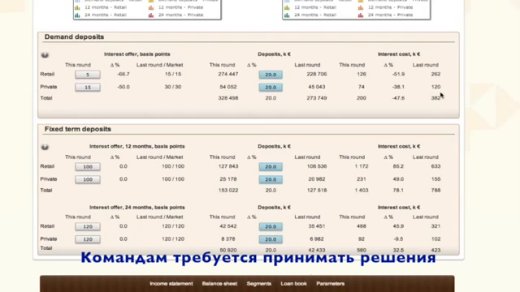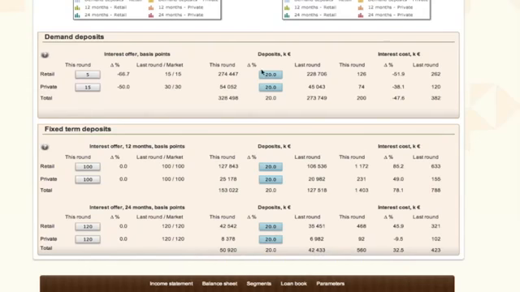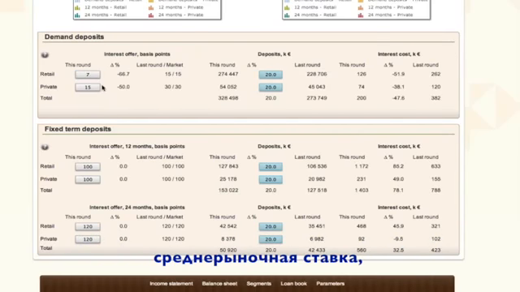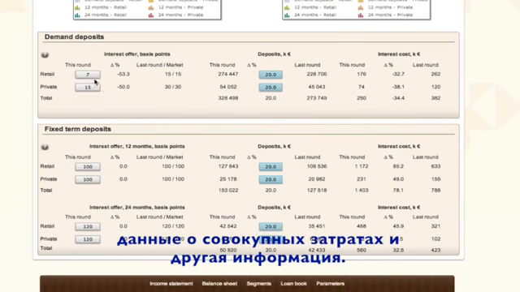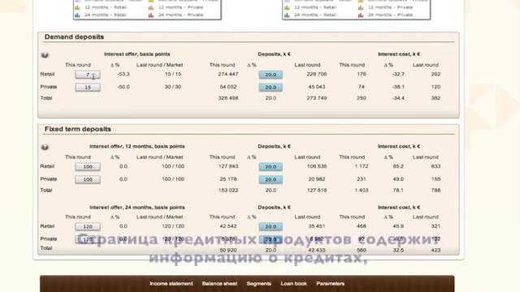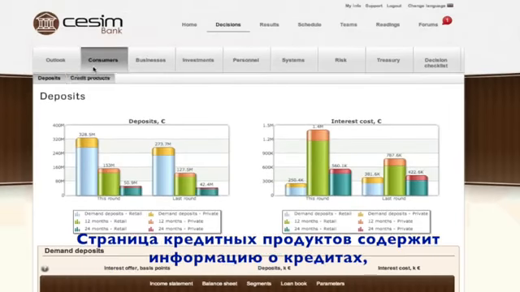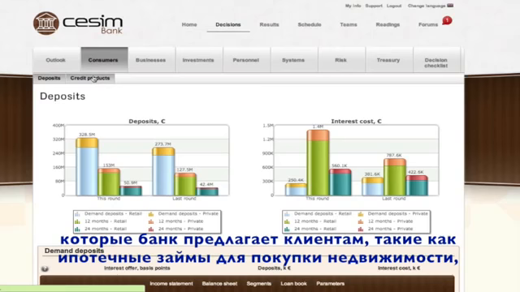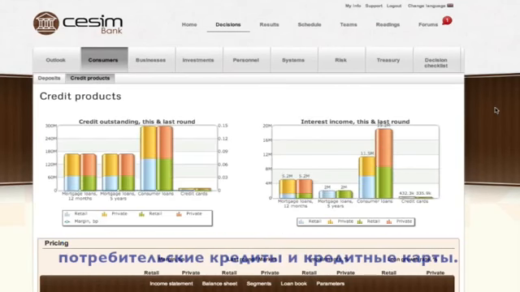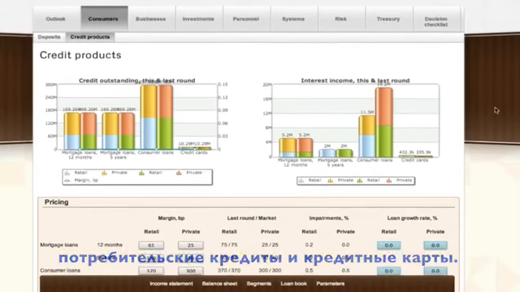Participants need to decide appropriate average interest offers for their customers for all available products and for both segments. For the ease of decision-making, previous round decisions, market averages, total deposit and interest cost amounts for current and previous rounds are provided. The credit products page covers the multitude of loan products the bank offers to its customer base through its sales channels such as mortgages for house purchases, consumer loans, and credit cards.